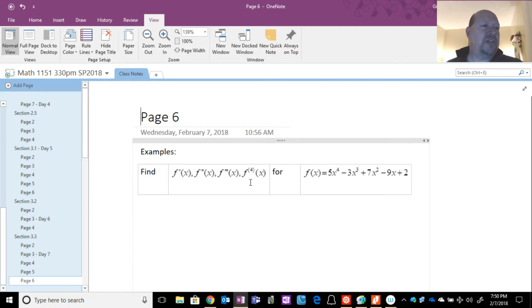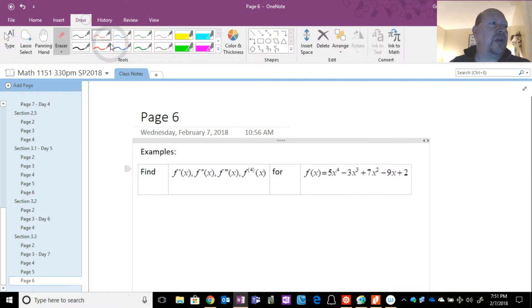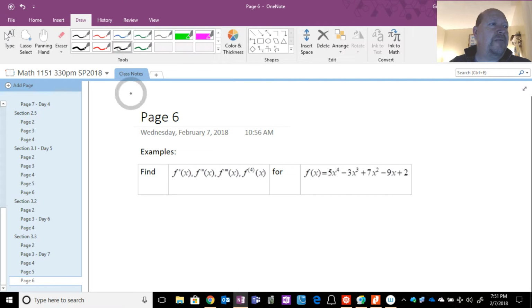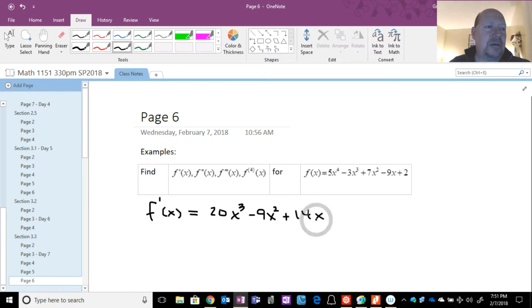So here it says, find y prime, y double prime, y triple prime, and the fourth order derivative for the following function. And the function here is 5x to the fourth minus 3x cubed plus 7x squared minus 9x plus 2. So it's a pretty simple one. It's just a polynomial. So the first order derivative is what we've been doing, right? Just take the derivative of the original function. So that's going to be, what, 20x cubed, and then minus 9x squared, and plus 14x minus 9. So that's the first order derivative.